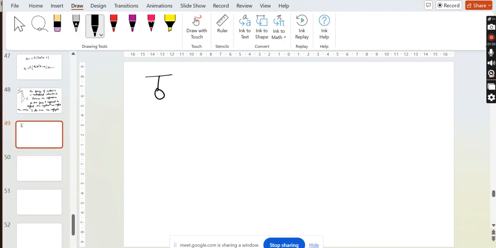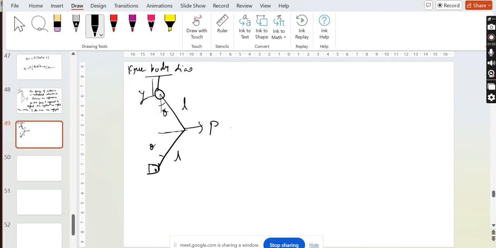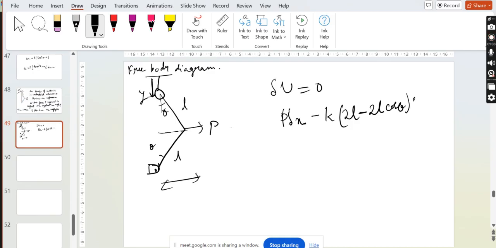The situation is here. This is rolling. This is y. Both bars are the same. This is L. This is theta. This is theta. This is P. This is the free body diagram. So according to the principle of virtual work, delta U is equal to 0. So P is working here, in the x direction. So P into delta x will be K into (2L minus 2L cos theta) delta y.